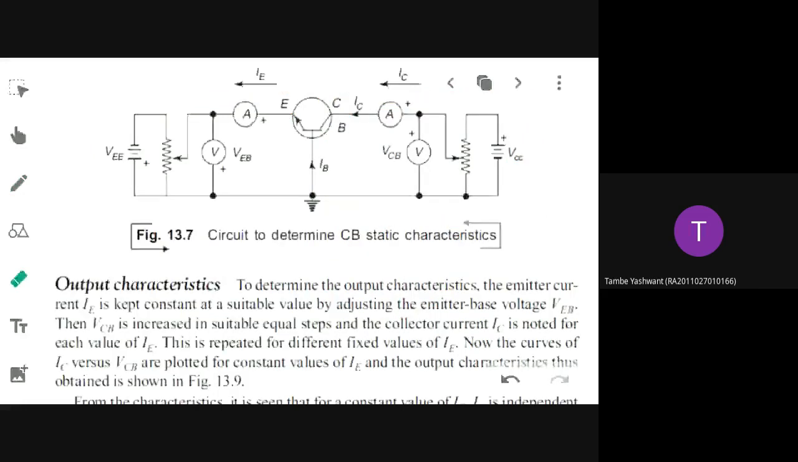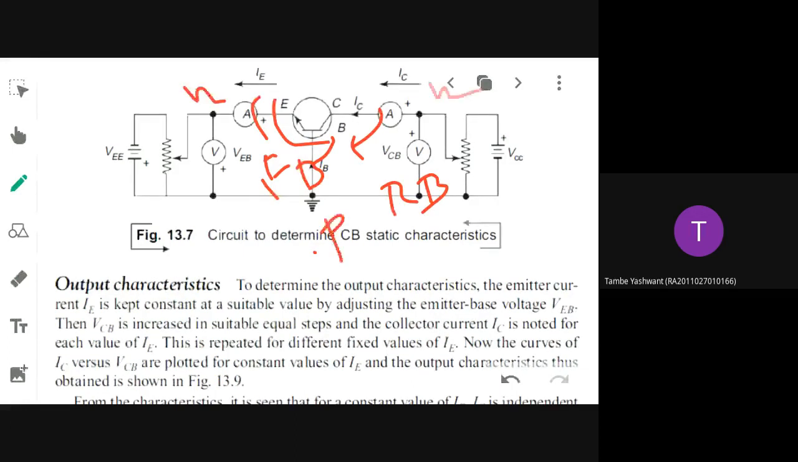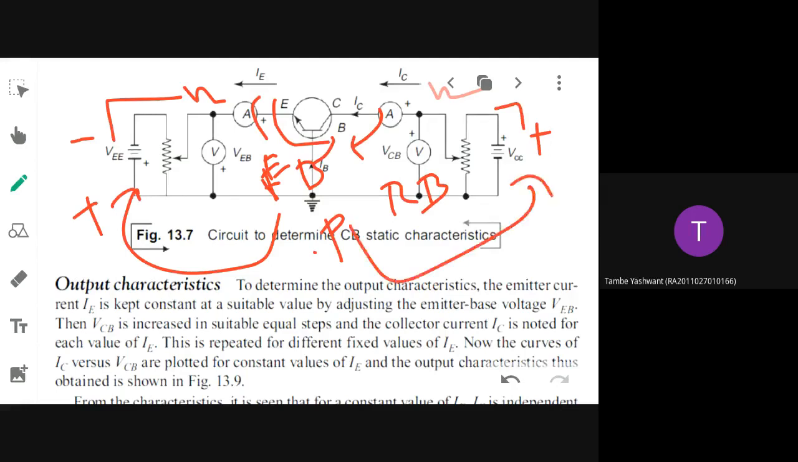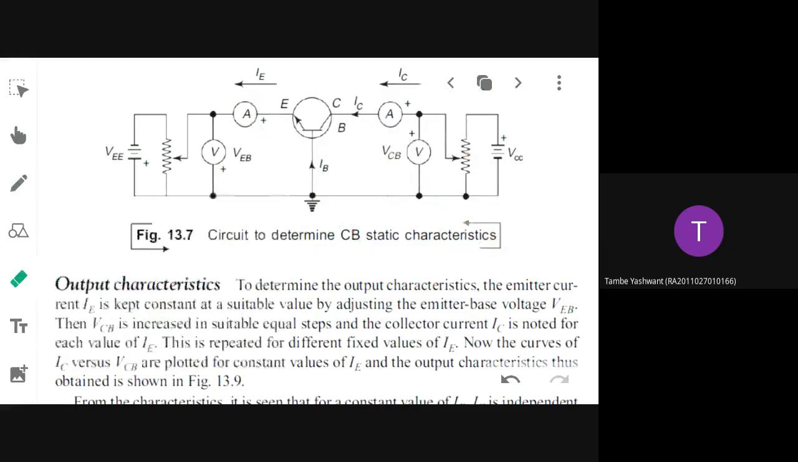Now you have to tell me whether the biasing conditions are satisfied or not. You know that EB should be forward biased and BC should be reverse biased. This is NPN. N is connected to negative and P is connected to positive, so is it forward bias or reverse bias? Forward bias. On the other side, N is connected to positive and P is connected to negative, so it is reverse biased. So you can easily discuss the operation for CB characteristics.